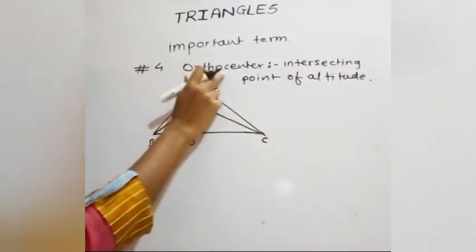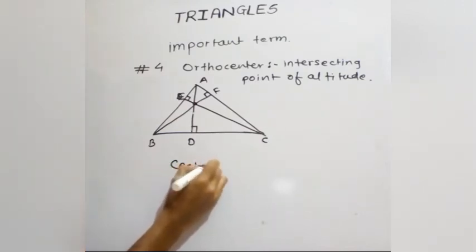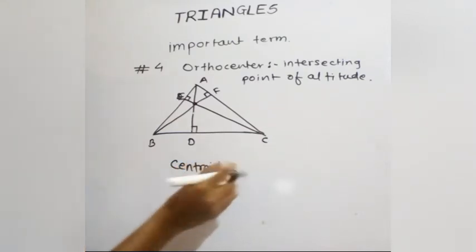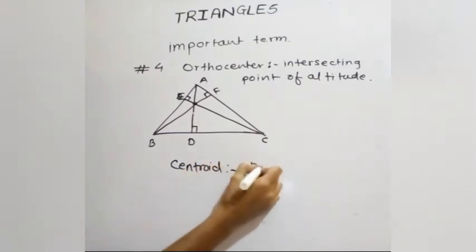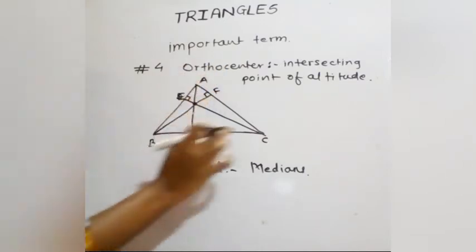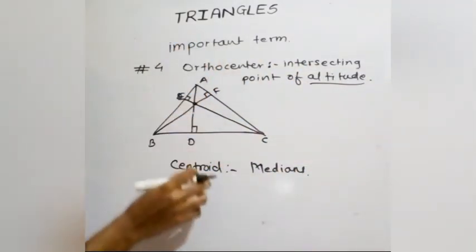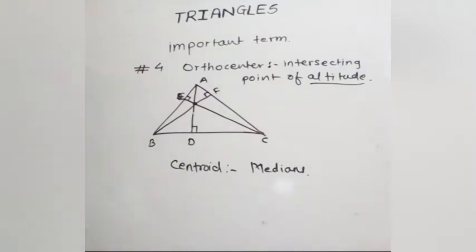What is the difference between orthocenter and centroid? Centroid is the intersecting point of medians, and orthocenter is the intersecting point of altitudes. That is the difference between orthocenter and centroid.